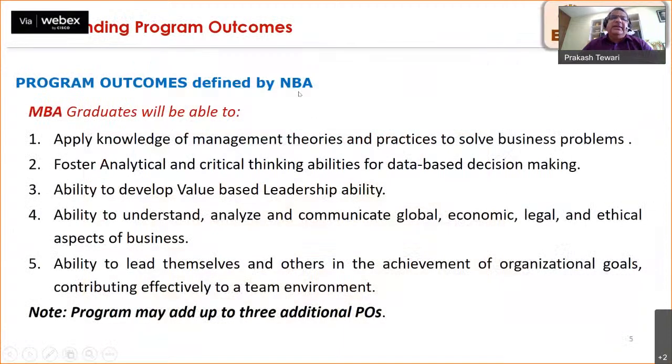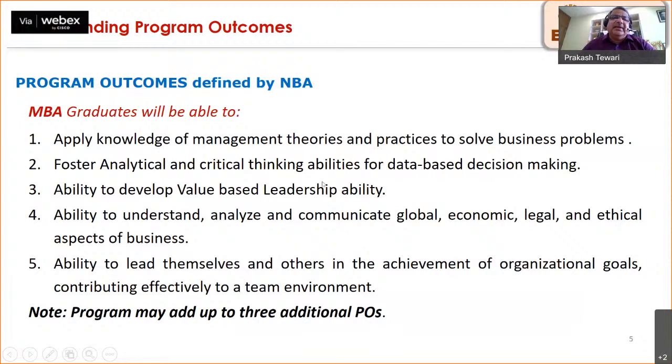And for NBA, the MBA, Master of Business Administration, there are only 5 mandatory POs, and they have asked the respective program to add another 3, up to 3. 3 is the maximum they can add. It is their choice. They can add 1, 2, or maximum 3 POs to the 5 mandatory program outcomes prescribed by NBA.